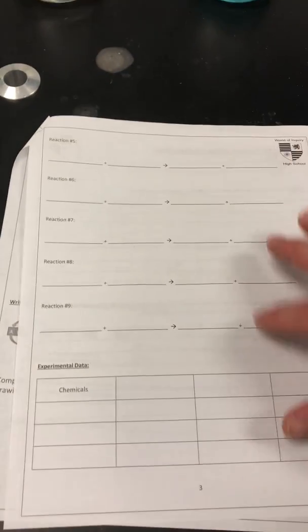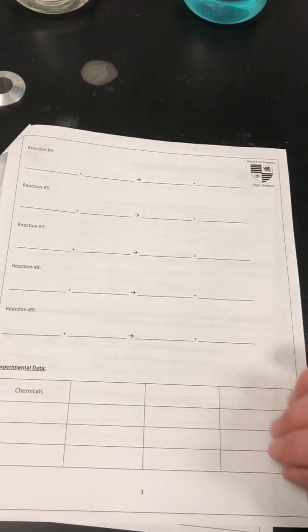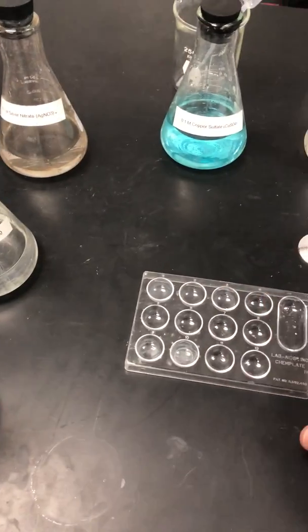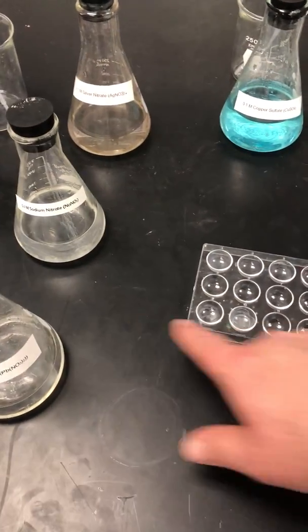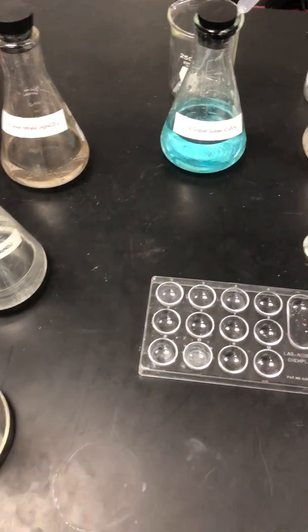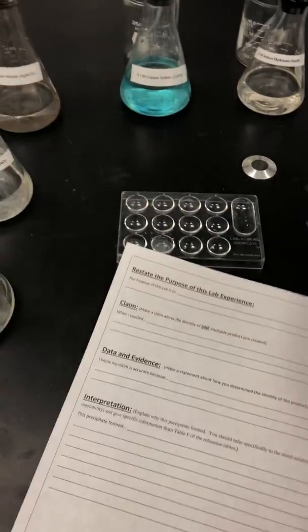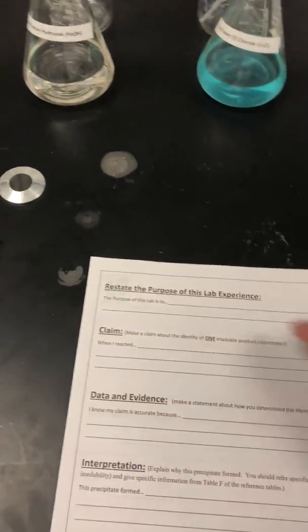So you're going to do that for all 9 reactions. When you've completed all 9 reactions and predicted which ones are going to precipitate and which ones are not, then you can come and do the chemicals and follow the procedure that I showed you. 5 drops all the way across, 5 drops all the way across, 5 drops all the way across. After that, you're on to your claim, evidence, interpretation.